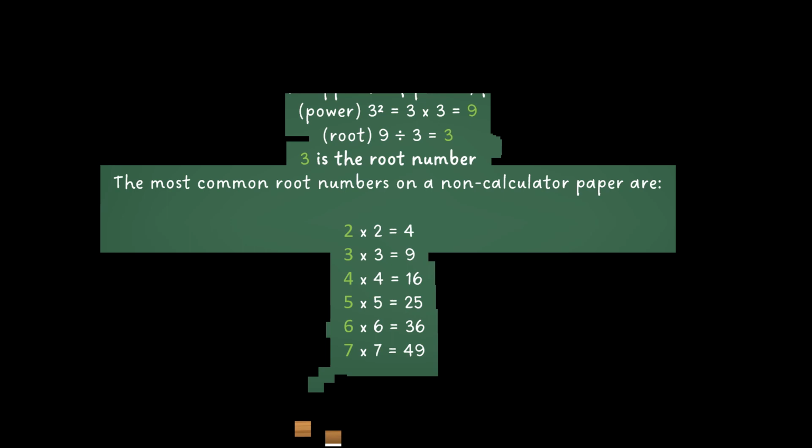They may do 8 times 8, but that's about as much as you would get in the non-calculator section, whatever level you're doing. They wouldn't give you something that was really complex. That would probably come under the calculator paper. So that's your powers and roots. All the numbers in green are the root numbers, and the numbers to the right are all your powers.